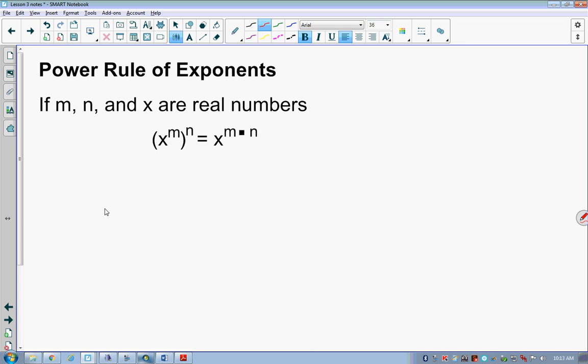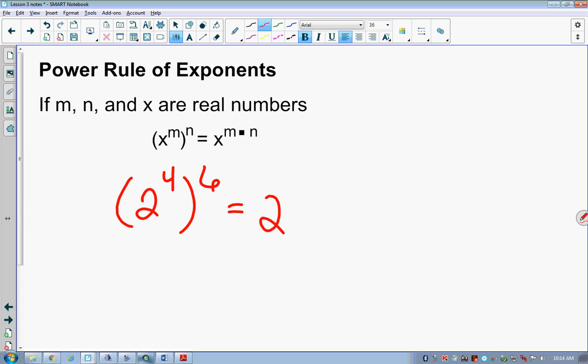The power rule of exponents. This is what people are doing whenever they do the product rule wrong. If we've got x to the m to the nth power, that means that I'm going to multiply those terms. So somebody throw out some numbers for me. 2, 4, and 6. So let's say I had 2 to the 4th to the 6th power. What should my answer be in simplified terms?